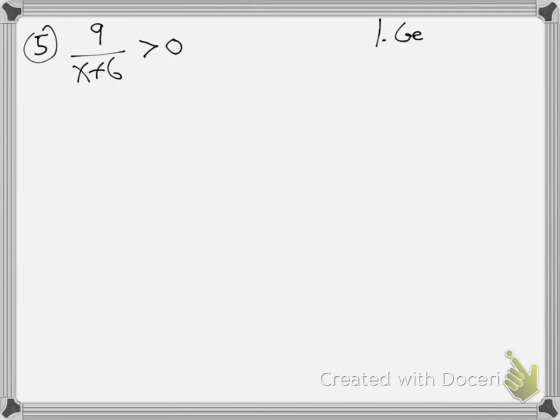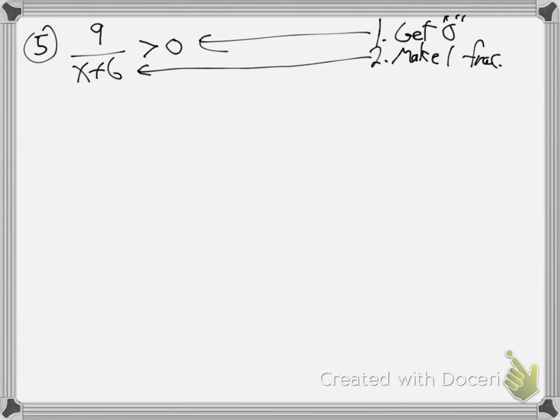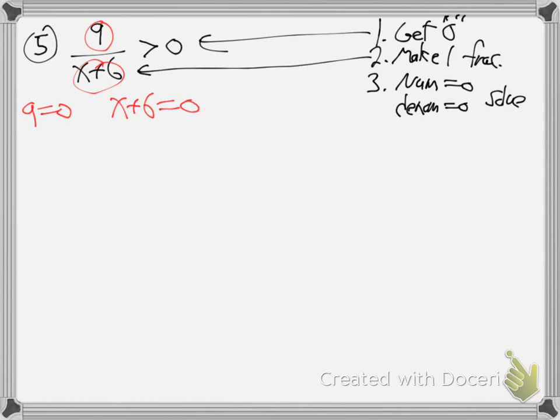So step 1, get a 0, we've got it. Step 2, make it one fraction. It already is one fraction. We already have a 0. We already have one fraction. In a little bit, we'll have like 2 fractions. We'll have to combine them into one fraction, but not for now. Step 3, numerator equal to 0, denominator equal to 0, and solve. Okay, so that's new. Take the numerator, say numerator equals 0. And then take the denominator separately and say denominator equals 0.